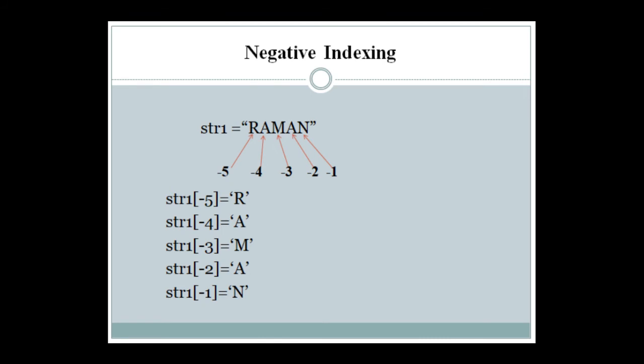Take a look at this example. I have the same string Raman. This time I will start calculating the index from the last element. So the last element, which is the letter N, will have the index -1. The second last letter, that is the letter A, will have the index -2, and the subsequent letters will have -3, -4 and -5 as their respective index. This method of calculating the index is also known as negative indexing, because we are counting from the backward direction.